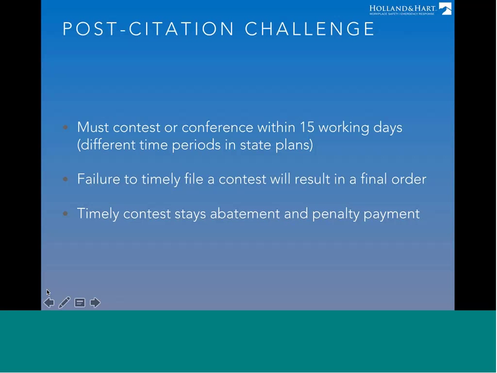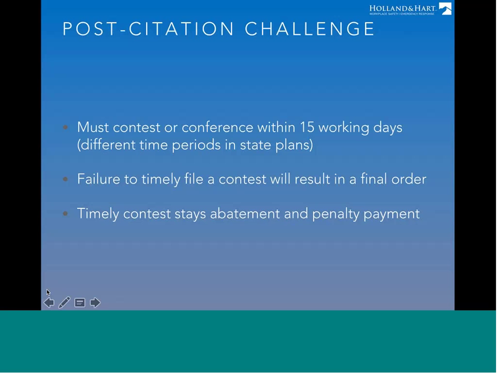If you contest the citation, the case is assigned to a federal administrative law judge who works for the U.S. Department of Labor, and the lawyers for the U.S. Department of Labor and the solicitor's office will be working to either resolve the citation or to litigate the case before an administrative law judge.